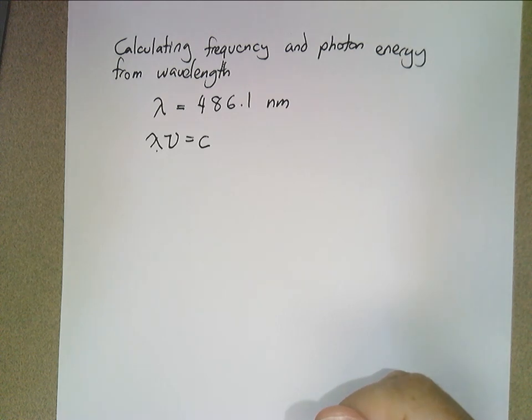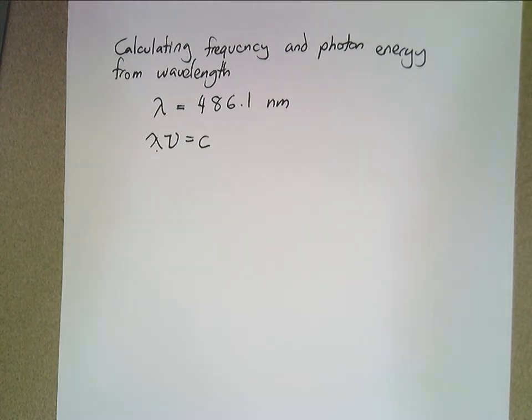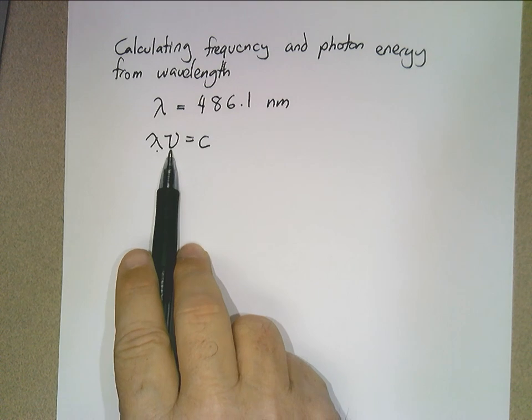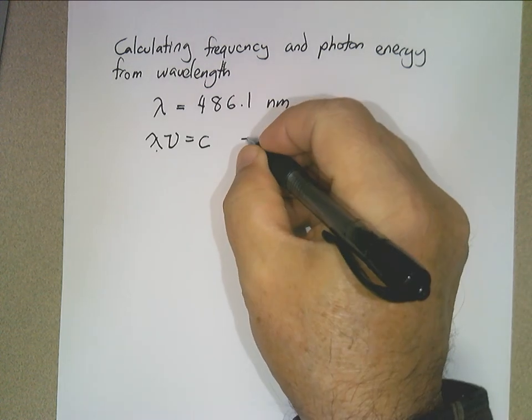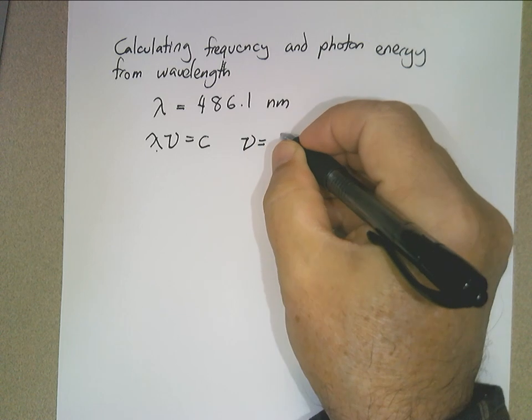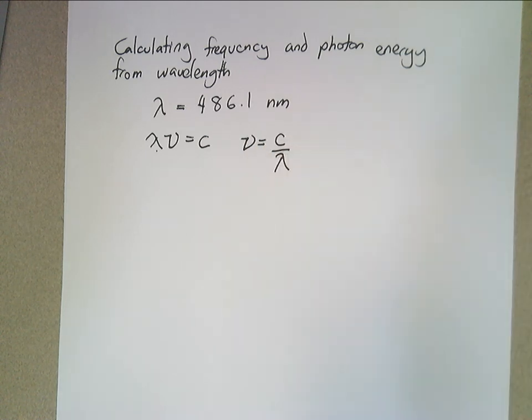So if you want the frequency, you're going to have to solve that equation for frequency. Solving an equation means getting your unknown all by itself on one side. So I have to get the frequency all by itself on one side of this equation. So what I'm going to have to do is divide both sides of the equation by the wavelength. So my frequency is going to be equal to the speed of light divided by the wavelength.